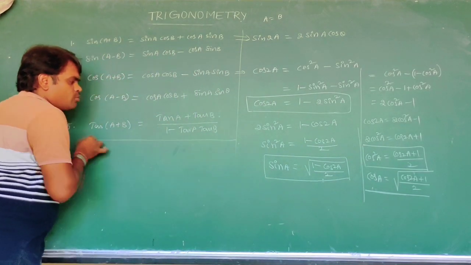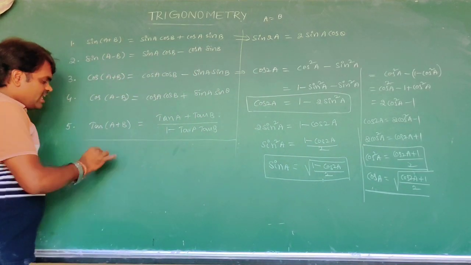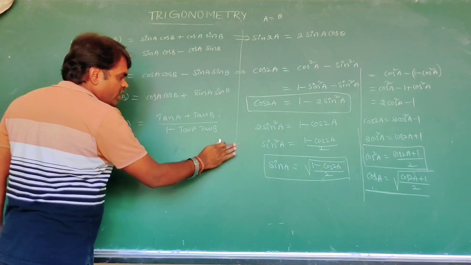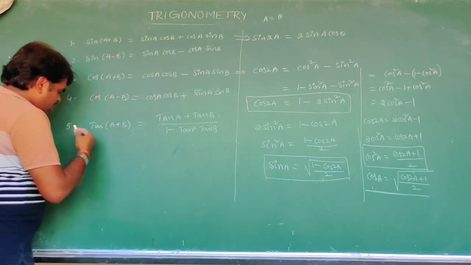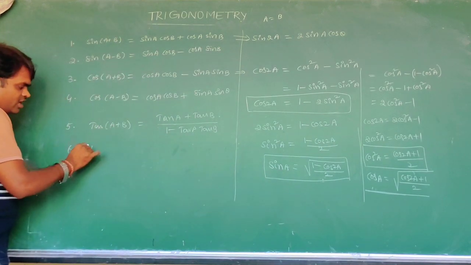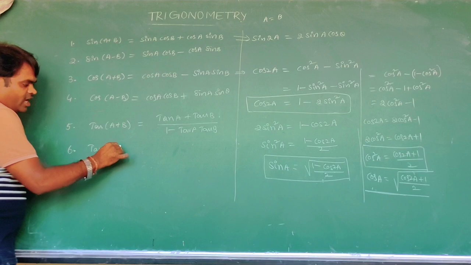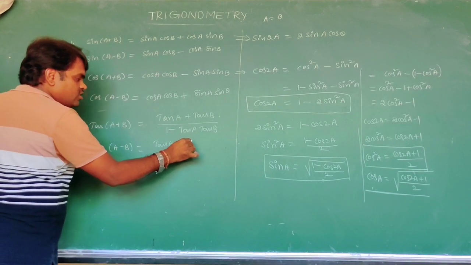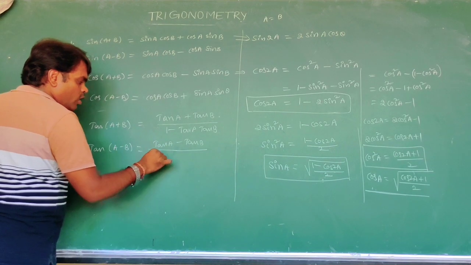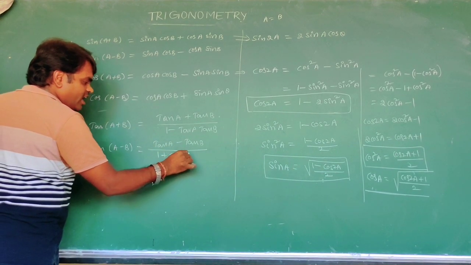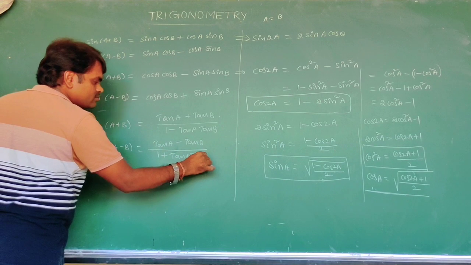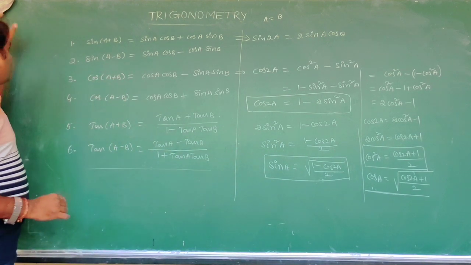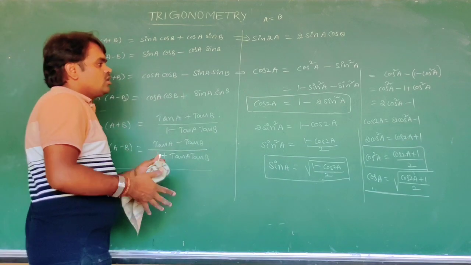And the last formula, where A is equal to B, we can write that. Another tan formula is also there, the sixth one. Tan(A − B) is tan A minus tan B by 1 plus tan A tan B. This is the sixth one. Now this tan formula also we can change.